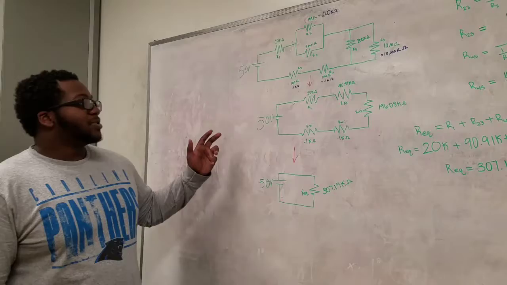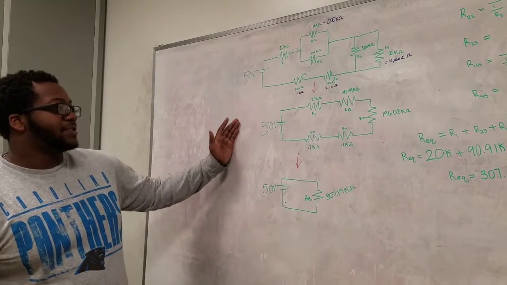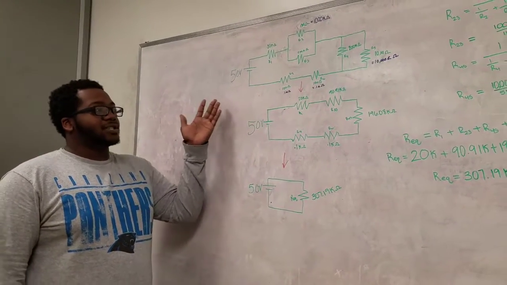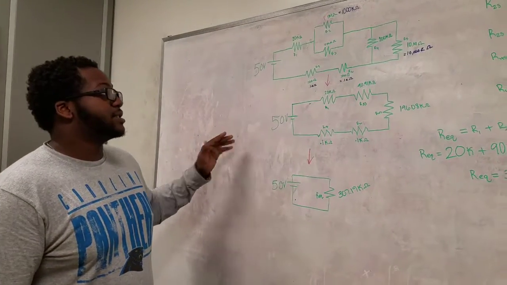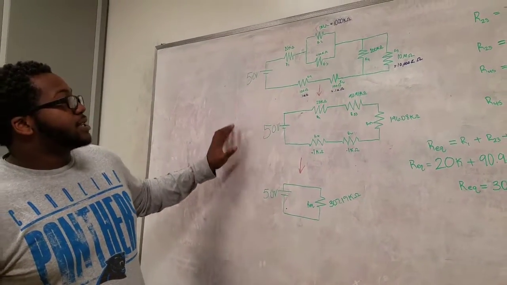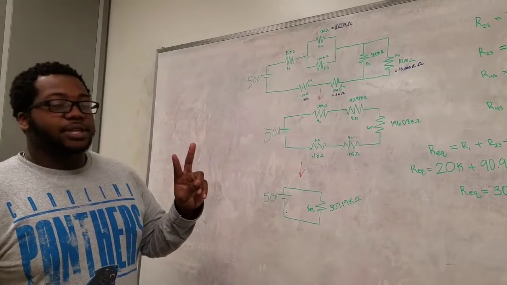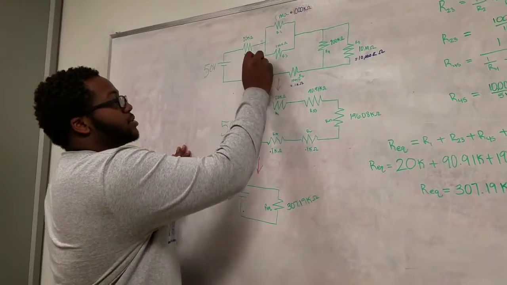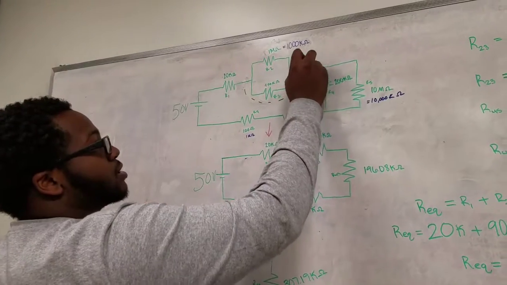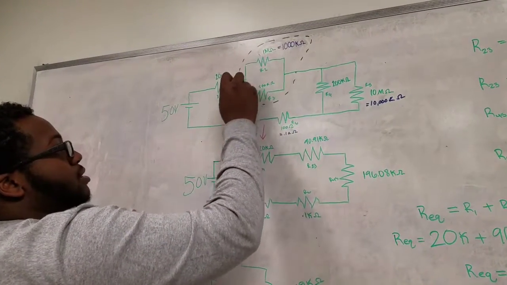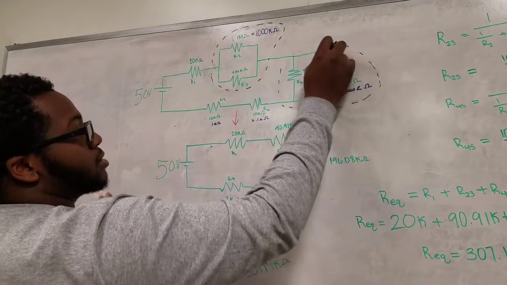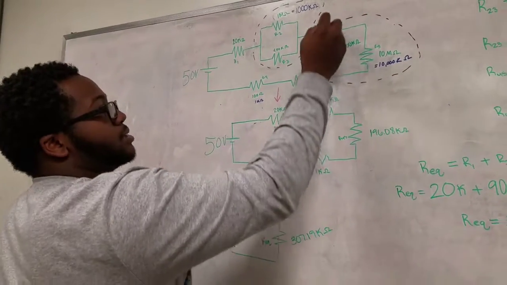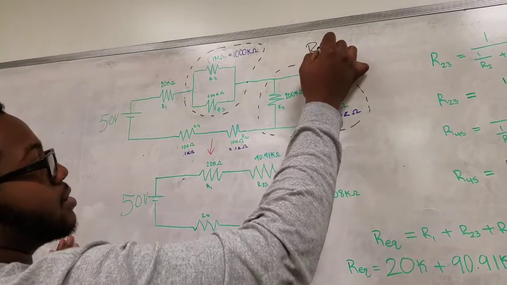Okay, so in order to find the total resistance of this circuit, we first must look at the circuit and decide whether or not it is parallel or in a series. Currently, right now in this circuit, there are two places where there is parallel. Here's one, and here's the other one. These both are in parallel.